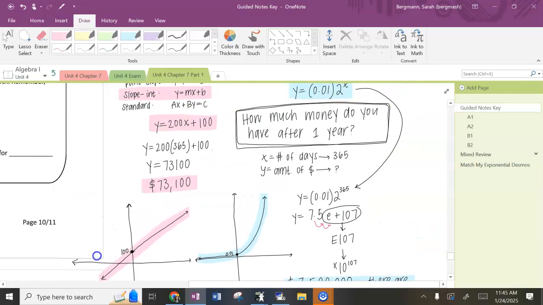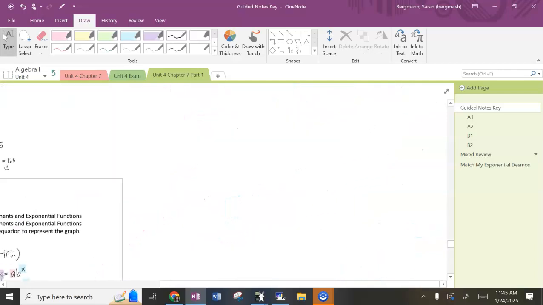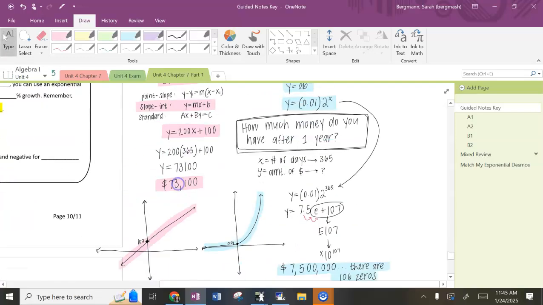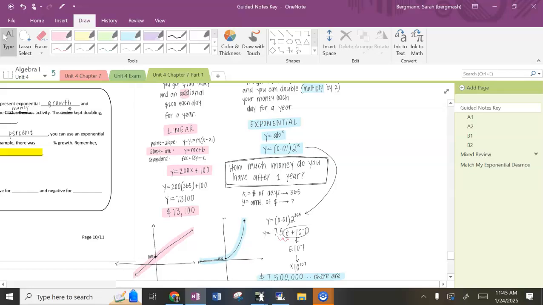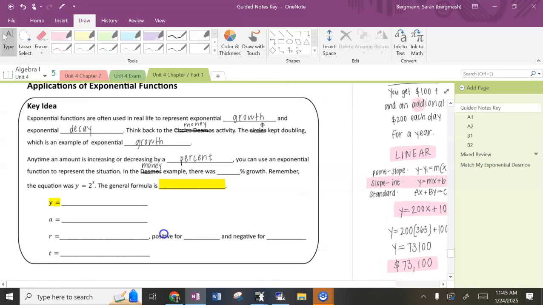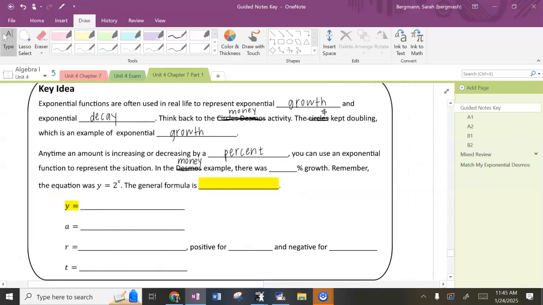Let's make sure we understand these exponential equations, how to write them, how they apply to the real world, and what every variable stands for. Hopefully you're starting to see some similarities and differences between linear and exponential. But let's make sure we're all on the same page. So the key idea is that exponential functions are used in real life to represent exponential growth and exponential decay.